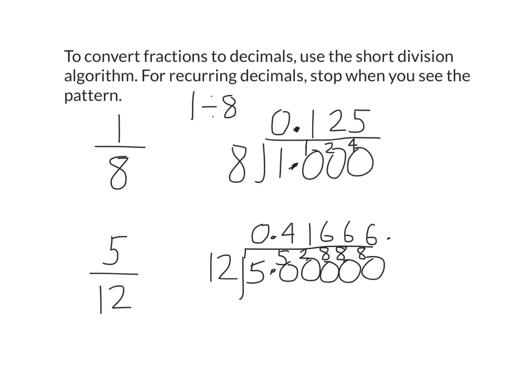So hopefully now you can see the pattern. This is just going to go on and on like this. The 6s are just going to keep going forever and ever. So 5 over 12 is equal to 0.41. Only the 6s are recurring, so I only put a dot over the 6s. 5 over 12 is equal to 0.416 recurring. Now that we've seen the pattern, we can stop there.